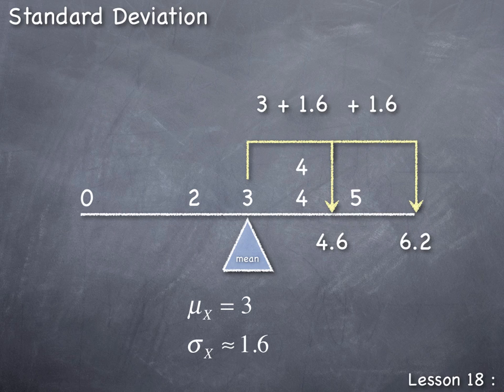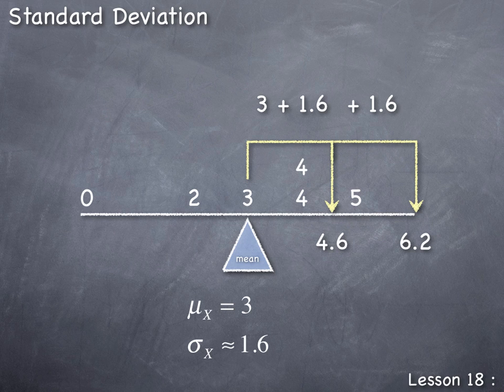So if we go 2 standard deviations above the mean, that's 3 plus 1.6 once plus 1.6 twice. That's 2 standard deviations above the mean. We get a value of 6.2. And a score of 6.2 on the test goes beyond the biggest value, which is a score of 5. The same thing works for below the mean values.